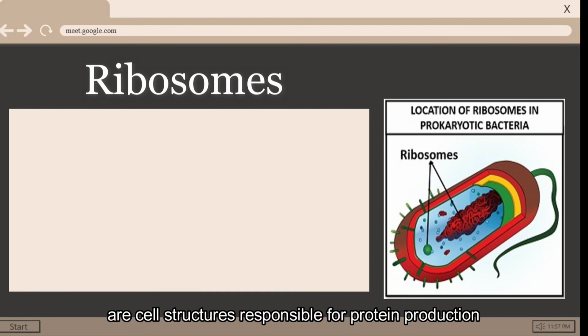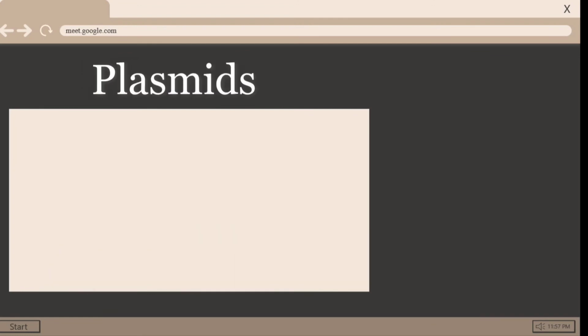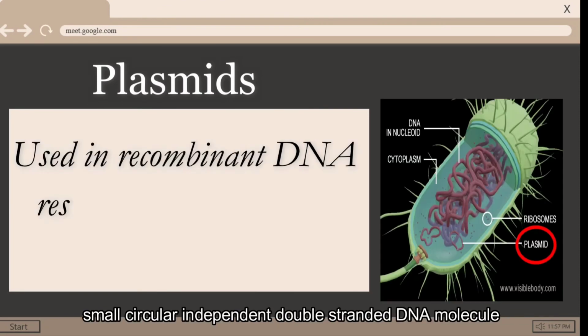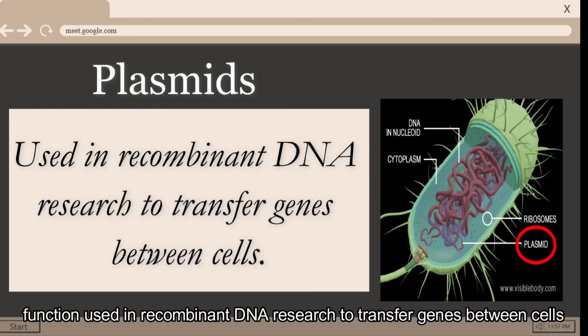Ribosomes are cell structures responsible for protein production. Plasmids: small circular independent double-stranded DNA molecules. Function: used in recombinant DNA research to transfer genes between cells.